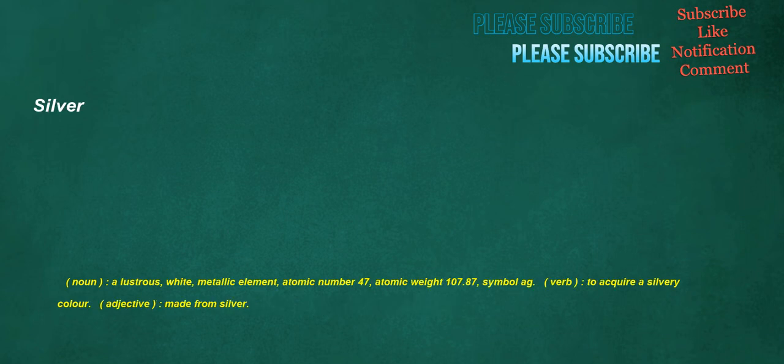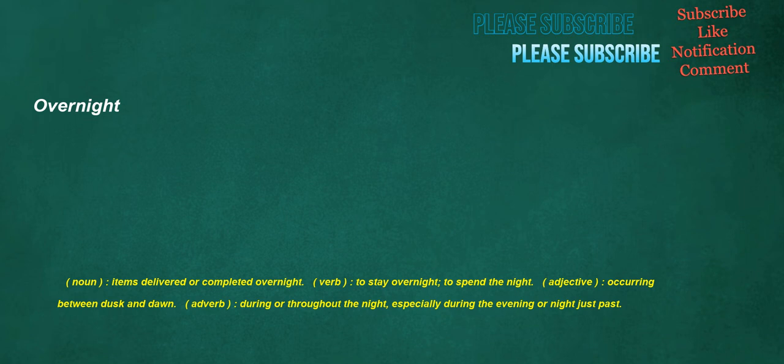Silver. Noun. A lustrous, white, metallic element. Atomic number 47. Atomic weight 107.87. Symbol Ag. Verb. To acquire a silvery color. Adjective. Made from silver. Overnight. Noun. Items delivered or completed overnight.